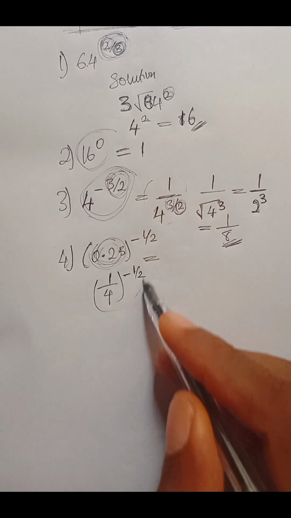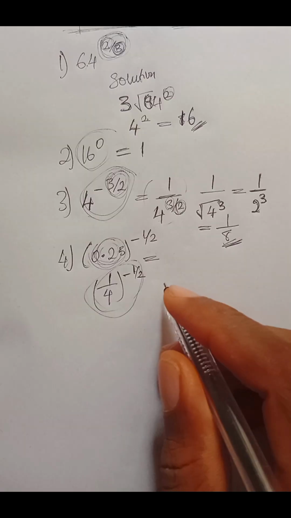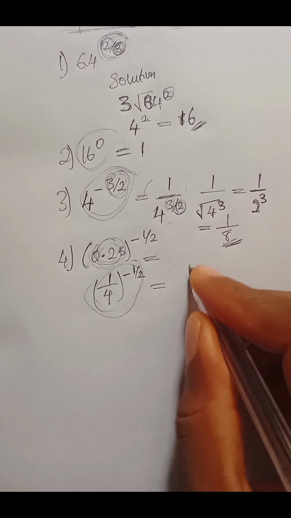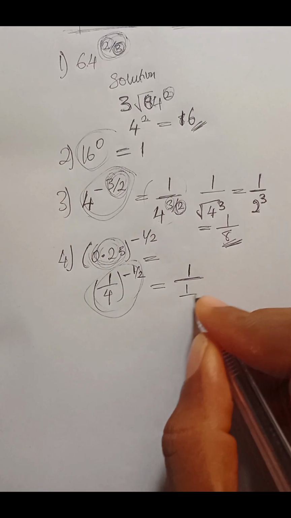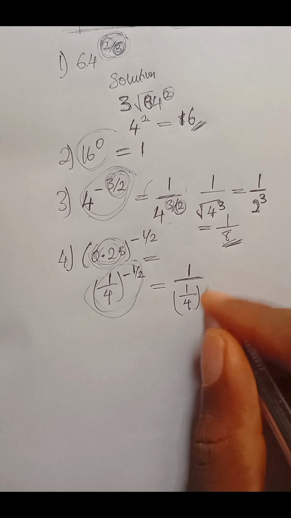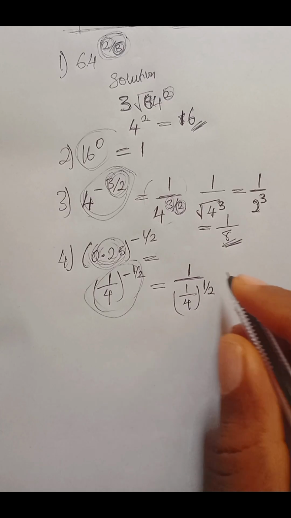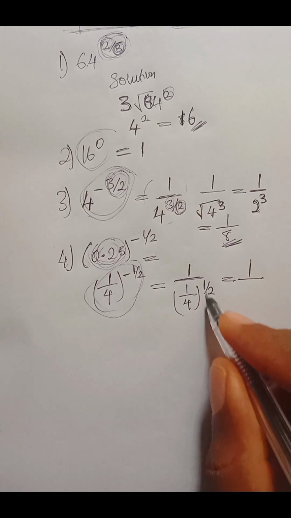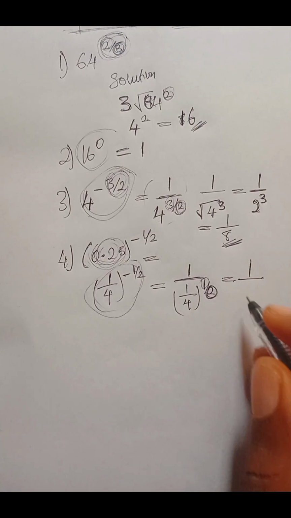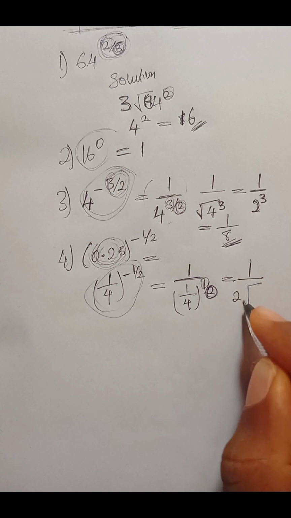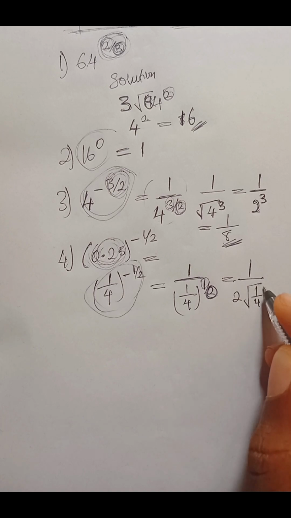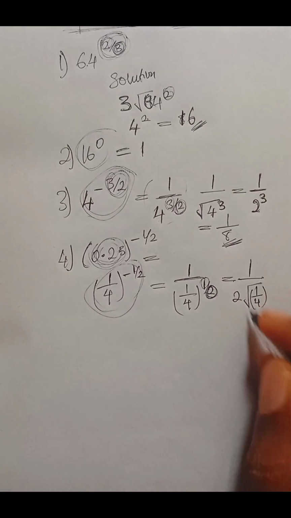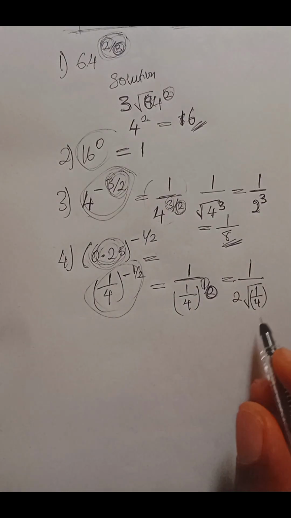So we apply the law of negative index here, as we did in the previous question. This is equal to 1 divided by 1 over 4 raised to the power of 1 over 2, which is equal to 1 divided by, we take note of the root and the power. The root here is 2, so that's the square root of the fraction 1 over 4 raised to the power of 1. There's no need to add it because the fraction raised to the power of 1 will still give you the same thing.